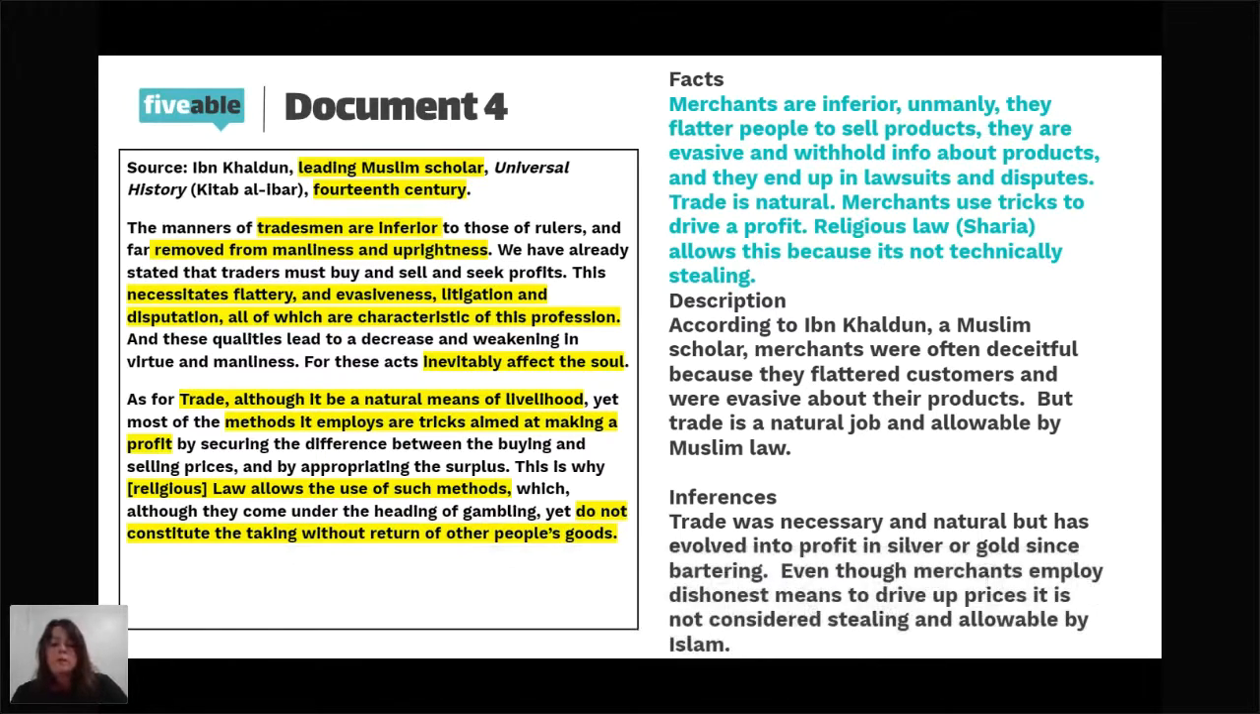Okay, so my inferences are on the bottom. Trade was necessary and natural, but has evolved into profit in silver or gold since the time of bartering. So if you remember, bartering is where you just trade products. I'll trade some wheat for, I don't know, a pig, right? So even though merchants employ dishonest means to drive up prices, it is not considered stealing and allowable by Islam. So it's kind of similar there.